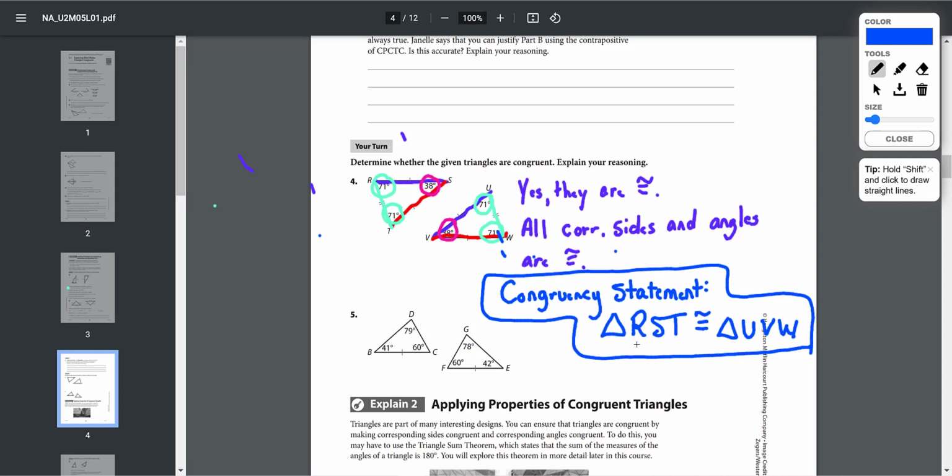Notice the order of the letters. Technically, you can switch up the order a little bit, but the first letters are R and U, and those two angles are both 71 degrees. Angle S and angle V are both 38-degree angles. And angle T and angle W are also congruent angles. So we'll talk more about that congruency statement. Try number 5 on your own. I'll show you the answer in about 5 seconds.